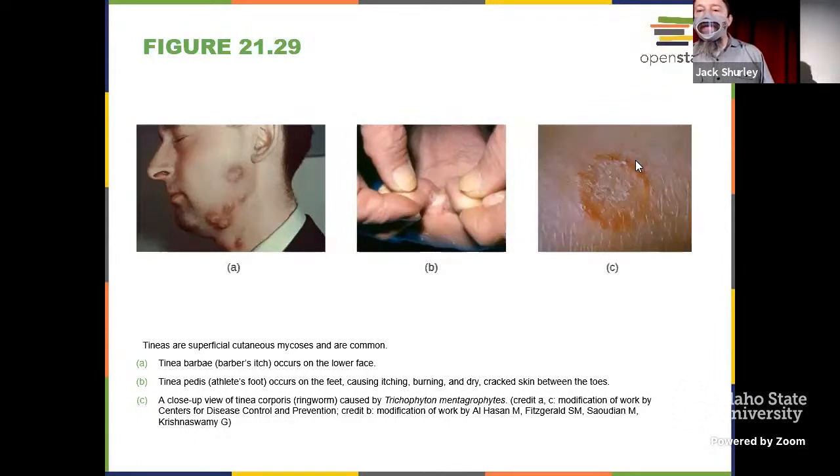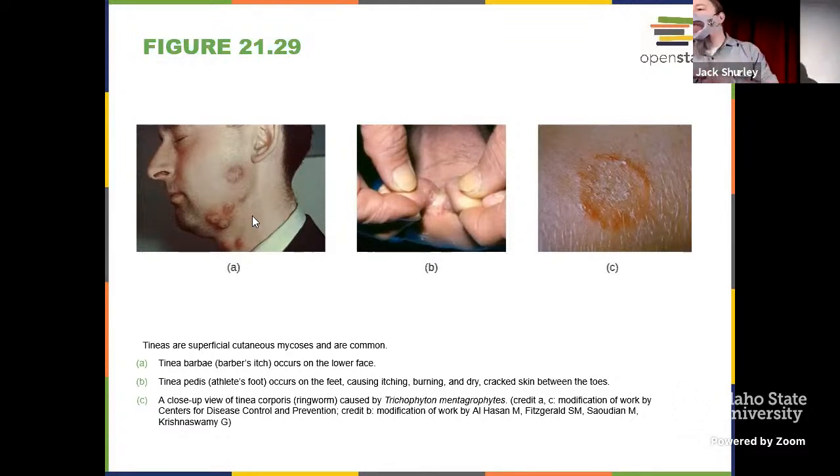Again, not a true worm. It is fungus, and all of these are some type of tinea. Tinea barbae is a fungal infection on the face, in this case, barber's itch, if you will. So it infects hair follicles, and the fungal organism gets in there and replicates, and you can see these lesions.